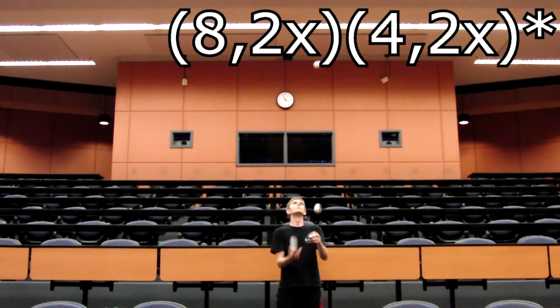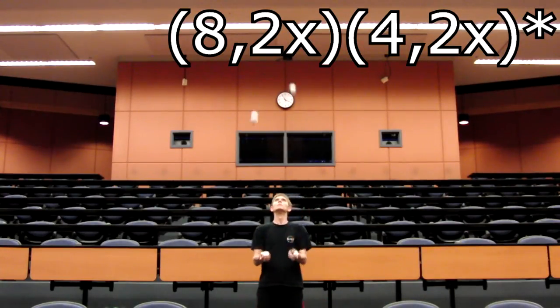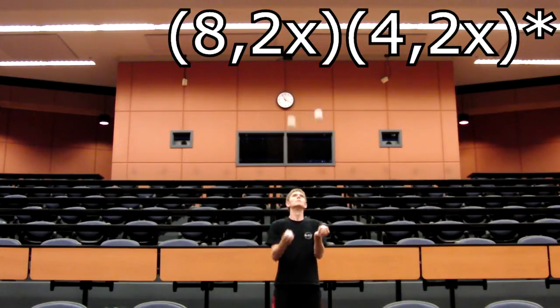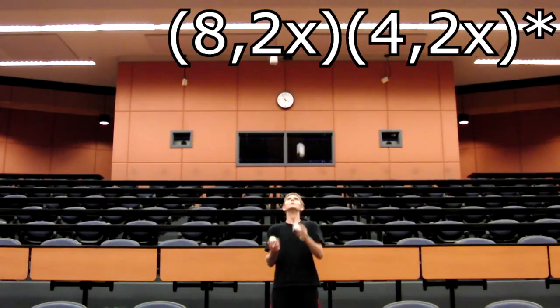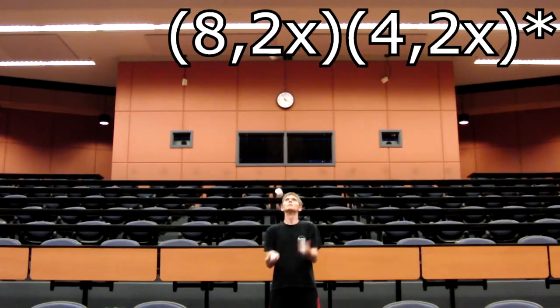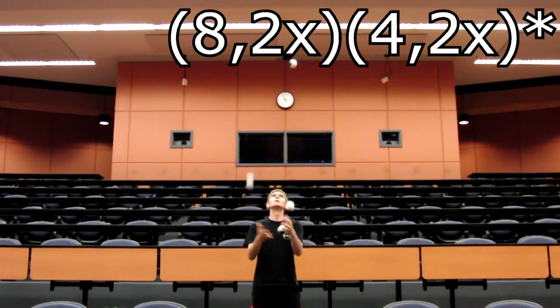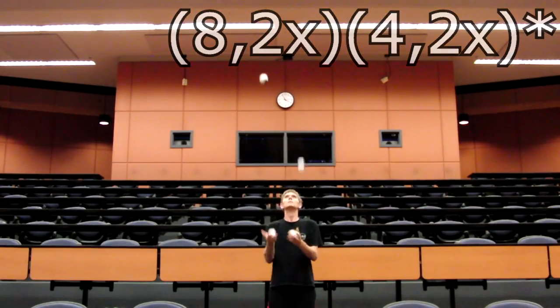The last pattern, and this one's a real mouthful. Bracket 8, comma 2x, end bracket, bracket 4, comma 2x, end bracket, asterisk, also known as a 4-ball box. I hope the usefulness of the asterisk is starting to become apparent. If I had to say that whole thing again, with the values switched, I'd be taking another 10 takes doing it.